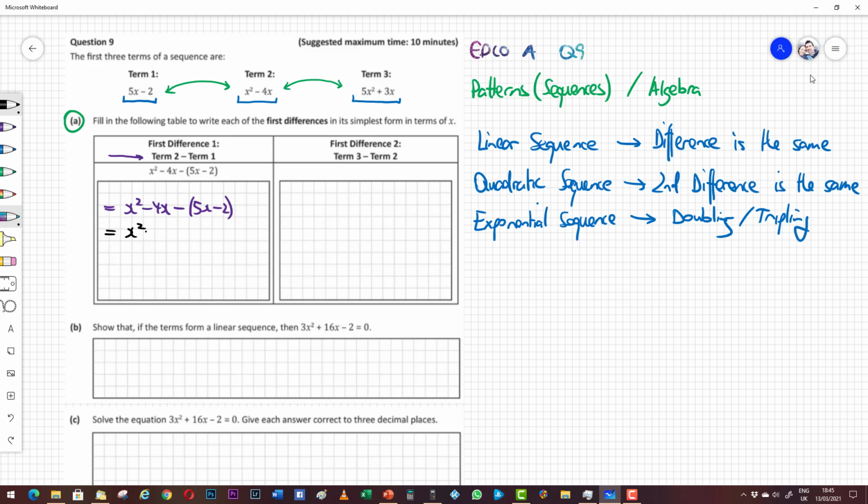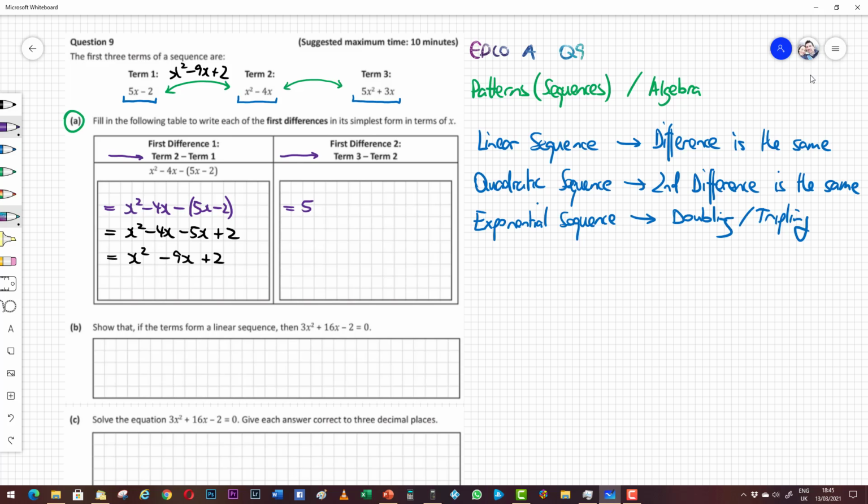So we have x squared minus 4x minus the 5x, but then minus 2 will actually be plus 2 when we remove the bracket. We're going to join like terms together, so we have x squared minus 4x minus 5x is minus 9x plus 2. And so x squared minus 9x plus 2 is the difference between the first term and the second term in terms of x. Then we're going to find the difference between the third term and the second term in terms of x. So we're going to do the same thing.